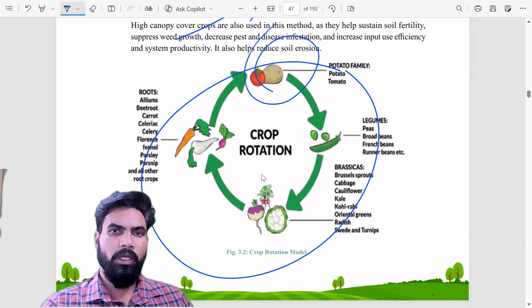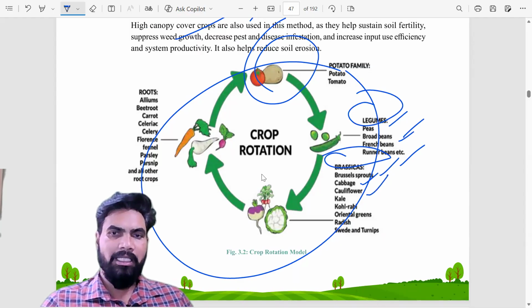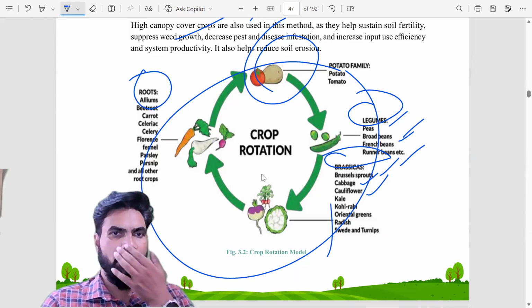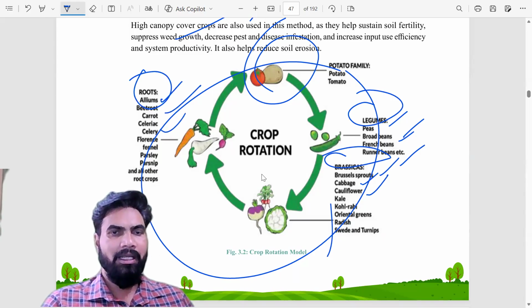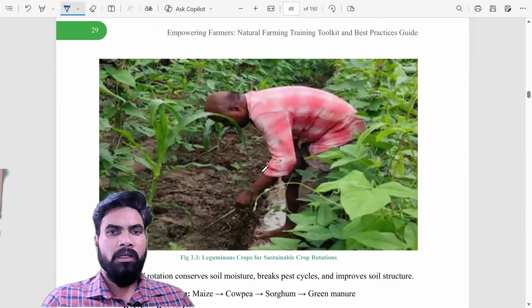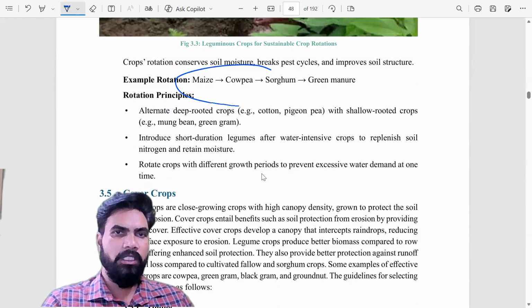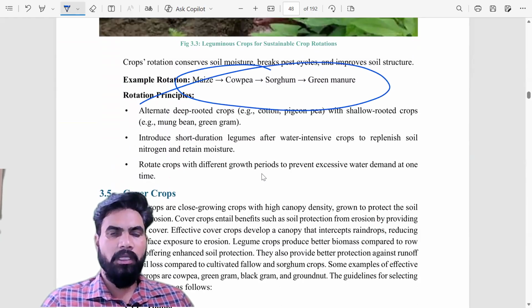Potato, first you have to take potato family, potato or tomato. Then you have to go for legumes such as peas, broad beans, French beans, runner beans, etc. Then you have to go for brassicas such as Brussels sprouts, cabbage, cauliflower, etc., etc. Then you have to go for root crops such as alliums, beetroot, carrot, celery, etc., etc. So this is the type of crop rotation you have to do. Okay. Then one example of a crop rotation is given here: maize, cowpea, sorghum, green manure.